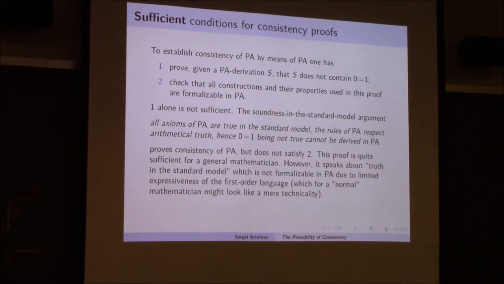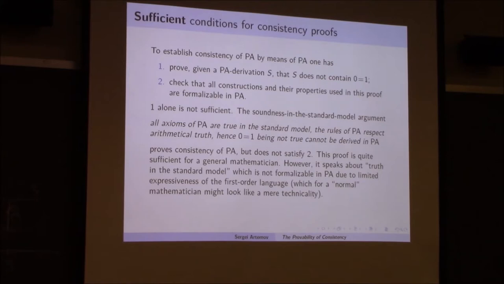Now, to answer your question, here's an example where one is yes and two is no. This is the true-in-the-standard-model argument. All axioms of Peano are true in the standard model. The rules of Peano respect arithmetical truths, hence 0 = 1, being not true, cannot be derived. End of story. And then mathematicians say, what are you talking about? You logicians, you don't know what you're doing. We do, but we have to be careful.